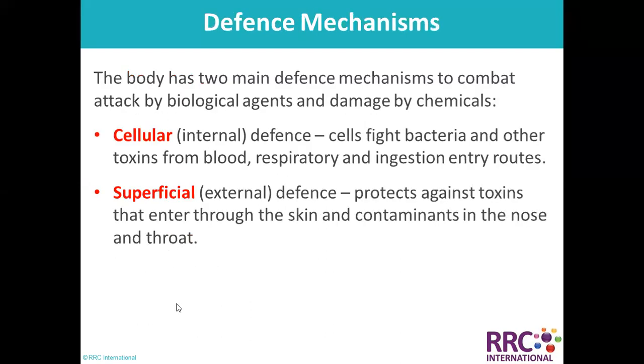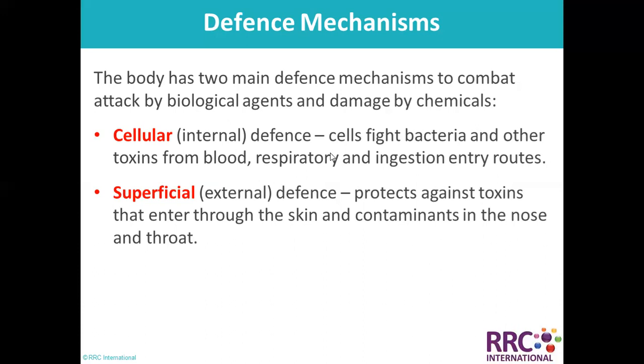Now, against all these four elements, against chemicals and biological agents, we require some kind of protective defense mechanism. Our body has basically two main defense mechanisms to combat attack by biological agents and damage by chemicals. One is cellular and the second one is superficial. Cellular means the internal defense and superficial means the external defense.